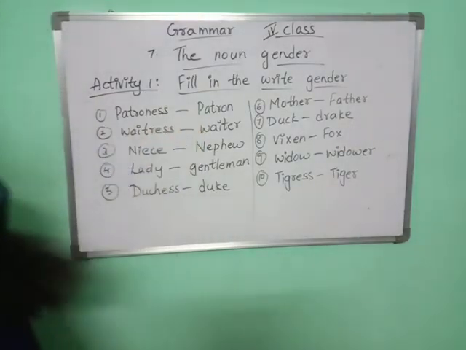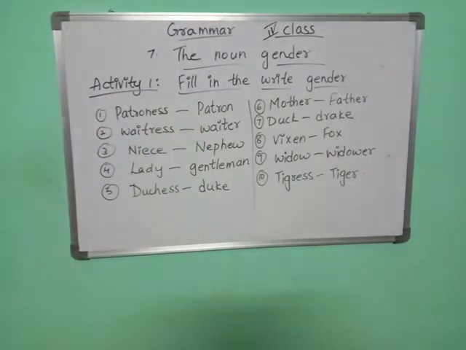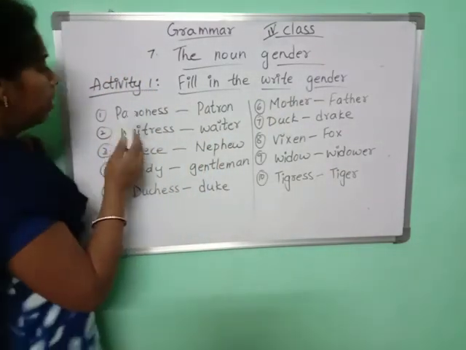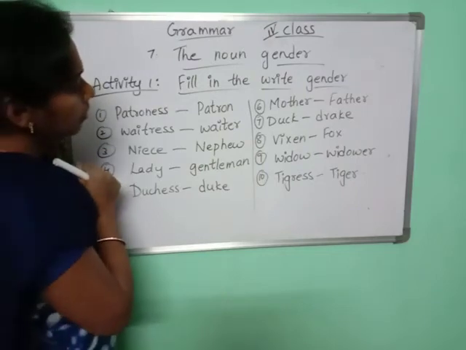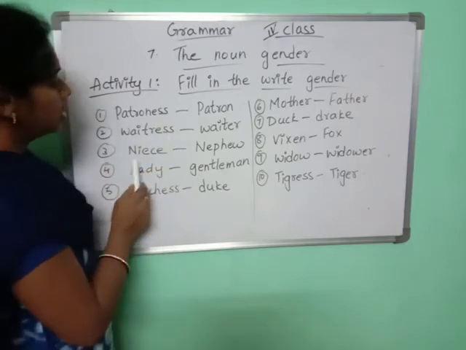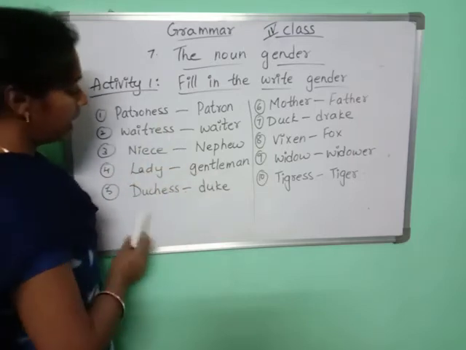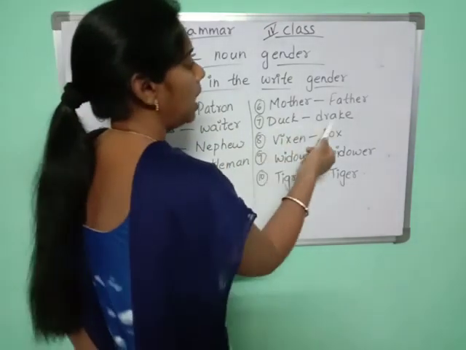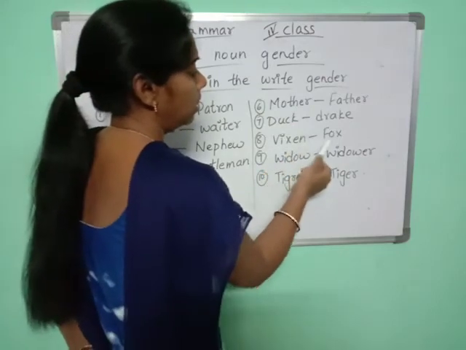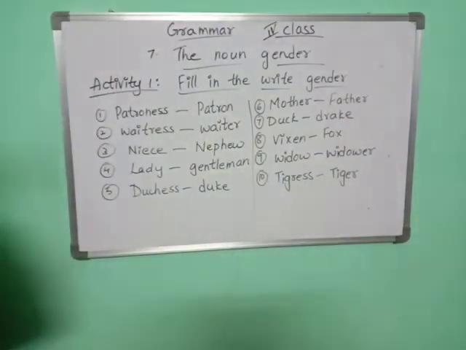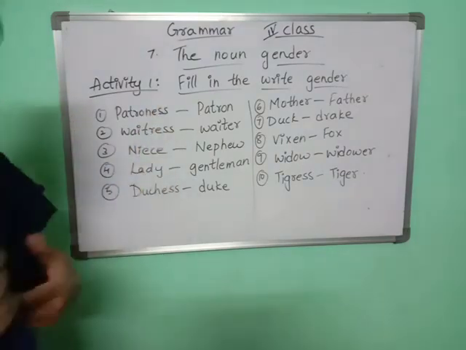So children, this is activity number one. Fill in the right gender. So we have to write the correct gender. Patroness, patron, waitress, waiter, niece, nephew, lady, gentleman, duchess, duke, mother, father, duck, drake, vixen, fox, widow, widower, tigress, tiger. So these are the opposite gender of the given genders.